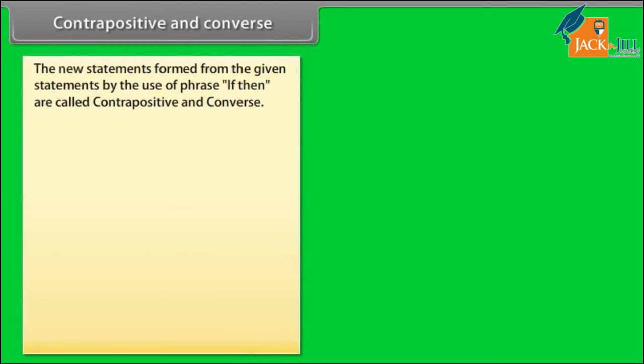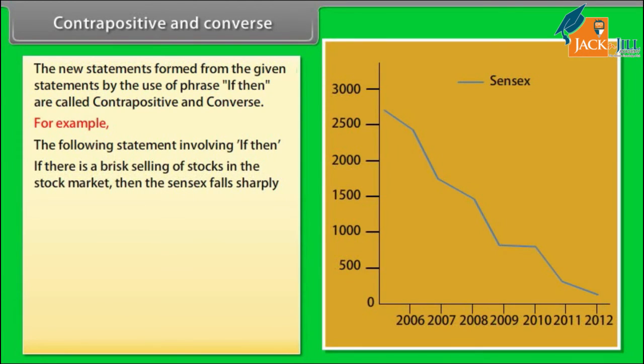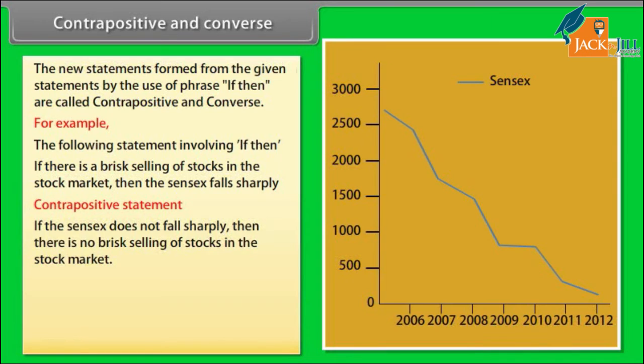Contrapositive and converse. The new statements formed from the given statements by the use of the phrase if-then are called contrapositive and converse. For example, consider the following statement involving if-then: If there is a brisk selling of stocks in the stock market, then the Sensex falls sharply. The contrapositive of the statement is: if the Sensex does not fall sharply, then there is no brisk selling of stocks in the stock market. Both the statements convey the same meaning.